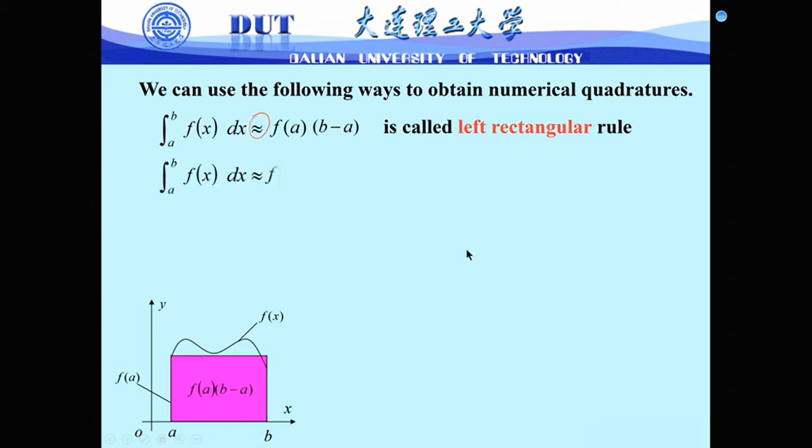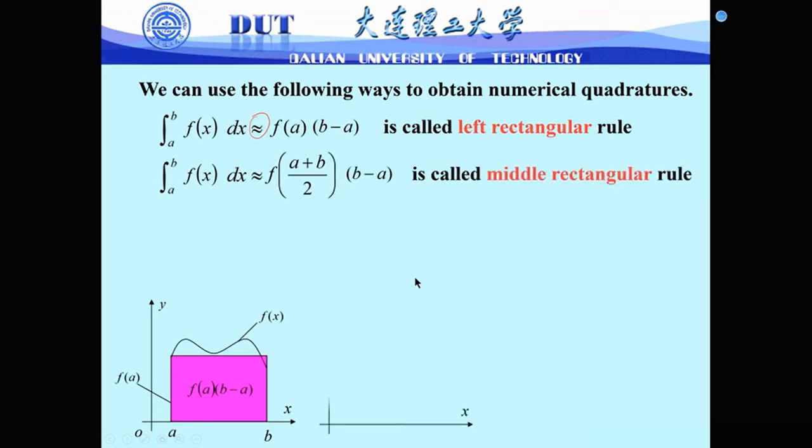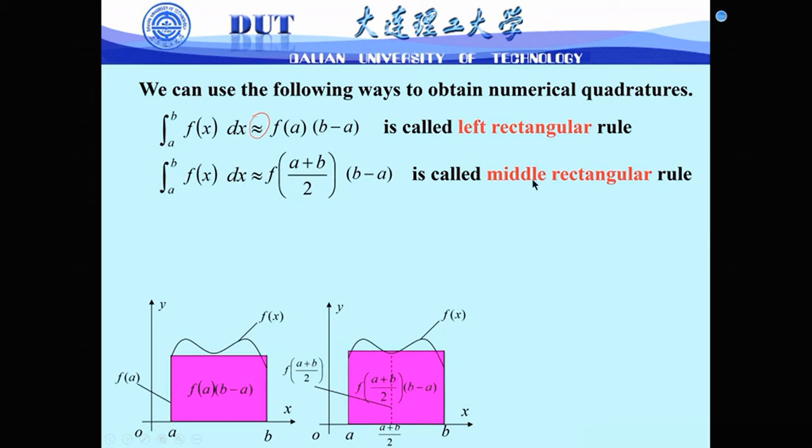Of course, you can choose another point. For example, we can choose the midpoint of the interval. So here, again, we don't use the left end. We use the midpoint, (a plus b) over 2. We use the function value f at (a plus b) over 2 as the height. Then we can obtain the area of the rectangle, the height multiplied by the length, right? Then we call the rule the middle rectangle rule. Now you see, the height at the midpoint multiplies the length.